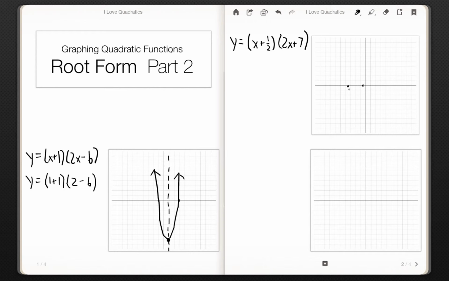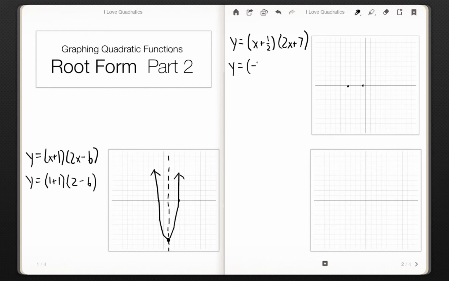So where's the center of the graph? Well, we can see that these are 3 apart. So the axis of symmetry and the vertex are going to be 1.5 away from each. So this is -1/2, -3.5. So they're going to be right in the middle on x equals -2. So we don't have to draw in the axis of symmetry again. We know it's going to be x equals -2. And now we're just going to substitute -2 in for x in the equation.